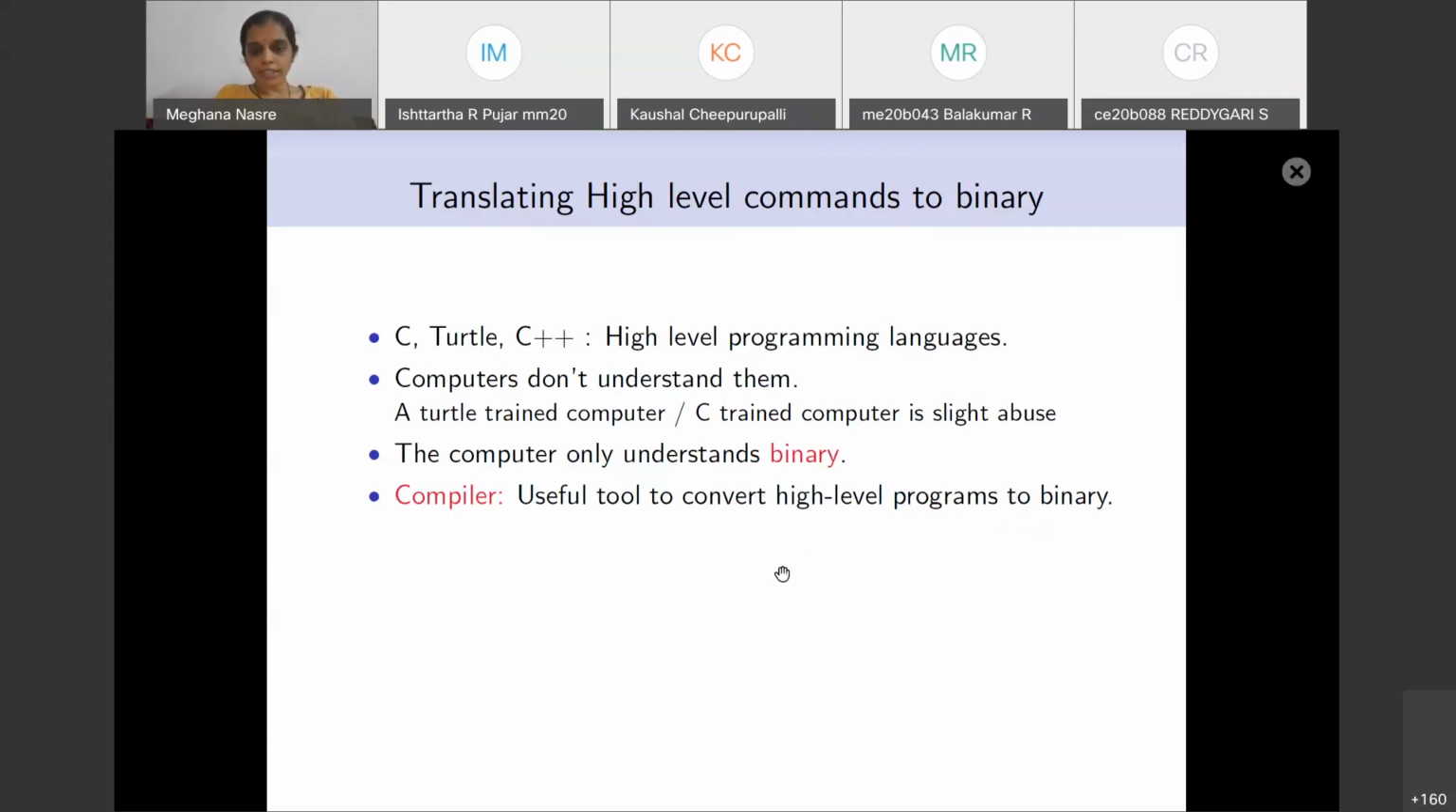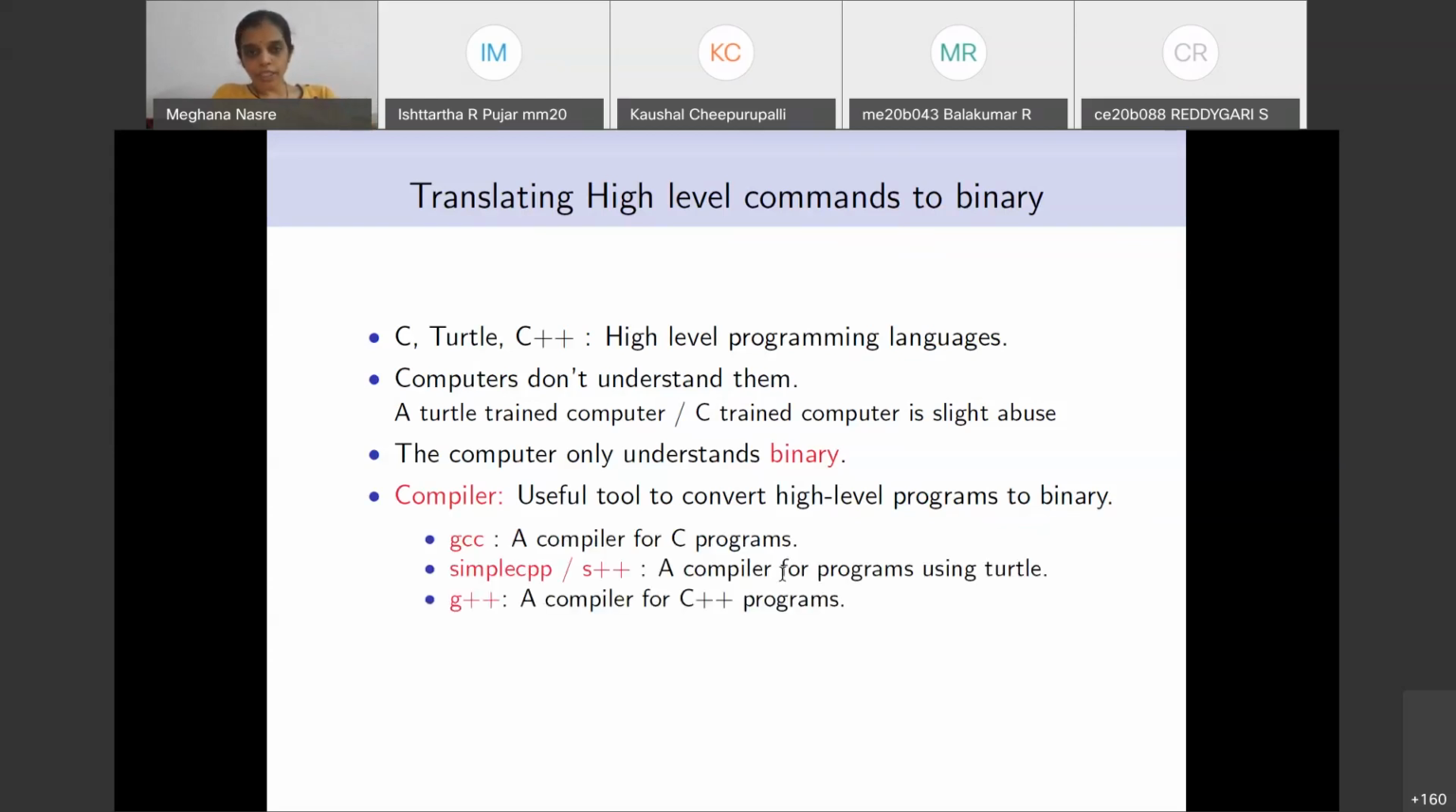So this is what a compiler is, and a compiler is what we will be using. You have possibly already used it. GCC is a compiler for C programs. Simple CPP, the IDE that I was showing you yesterday, had a compiler, which is Simple CPP, or S++ on the Linux machines, which is a compiler for compiling Turtle programs. You may have used G++, which is a compiler for C++ programs, and so on.